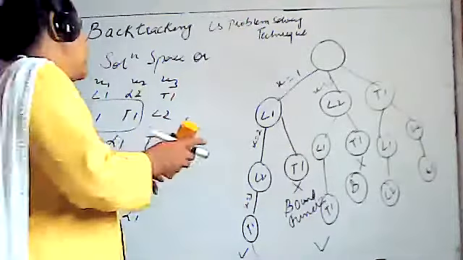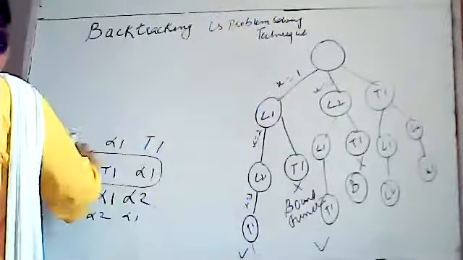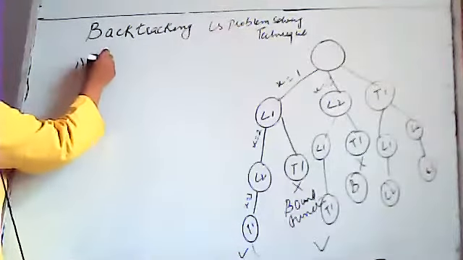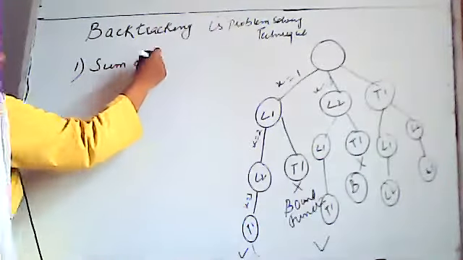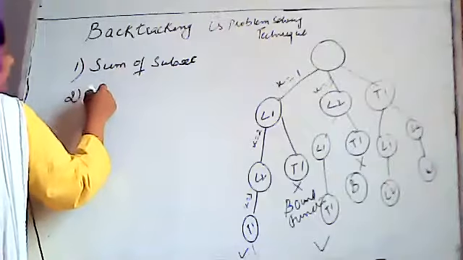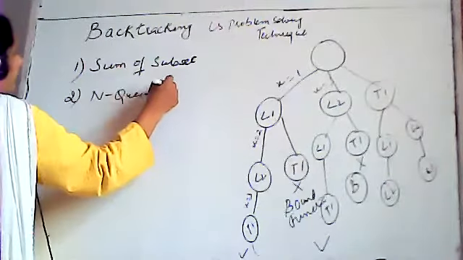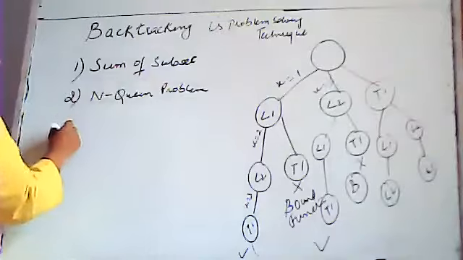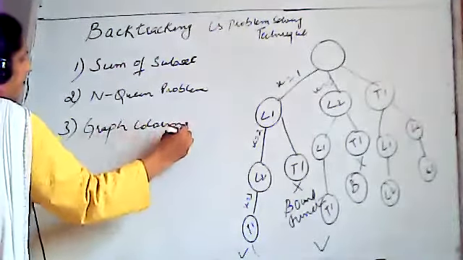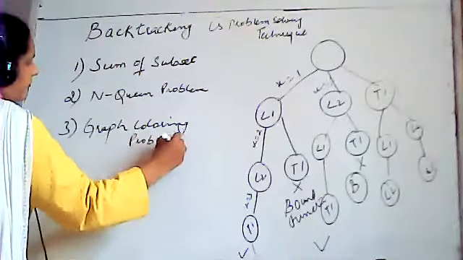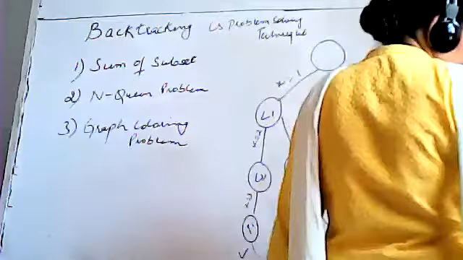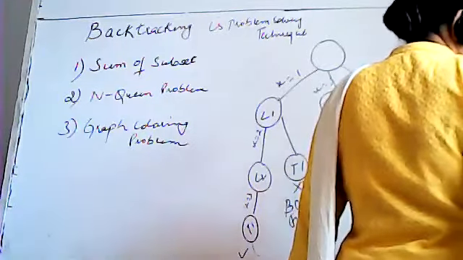The various problems which can be solved by the technique of backtracking are sum of subset, next is the N-Queens problem, and third is the graph coloring problem. These are the 3 problems which can be solved using backtracking.